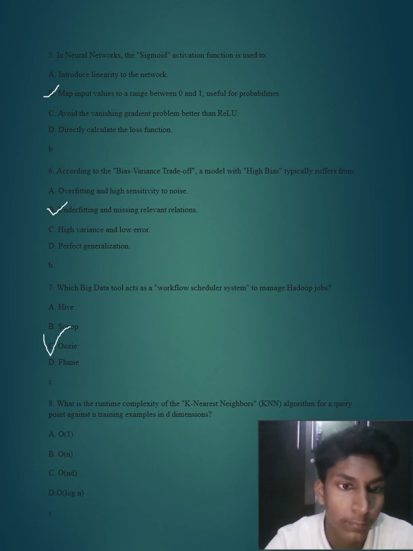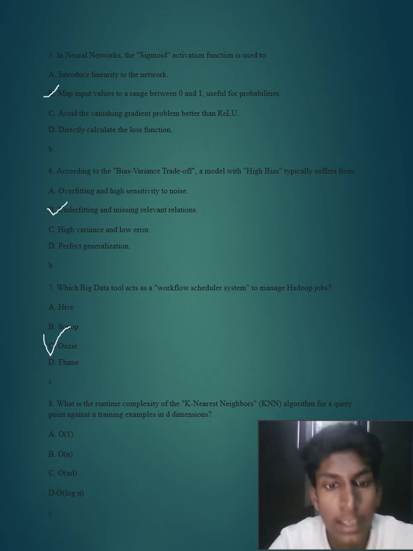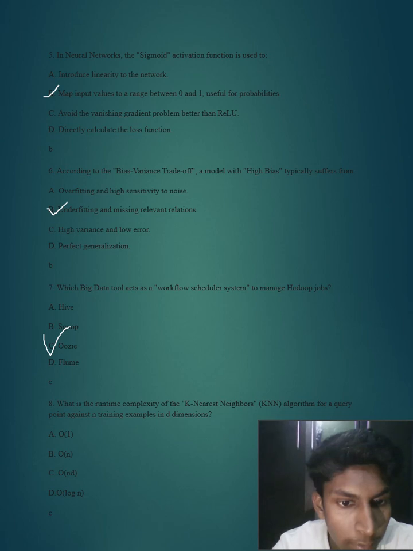Option C. On to the eighth question, what is the runtime complexity of the k nearest neighbors KNN algorithm for a query point against n training examples in D dimensions? O(1), O(n), O(nD), O(log n). So option C, O(nD), is the correct option.